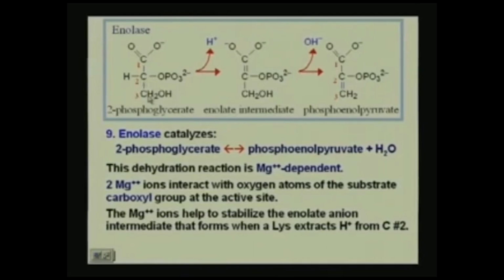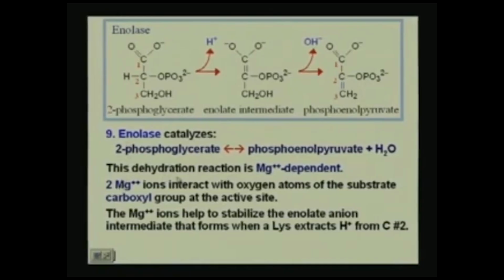So you have CH2 double bond C with the phosphate attached and COO minus, a carboxylate group. Essentially you're having a dehydration where you're losing this hydrogen and this OH, and you are forming a double bond. Now what else do you have to lose to form the pyruvate? The phosphate. So that will be our next step.